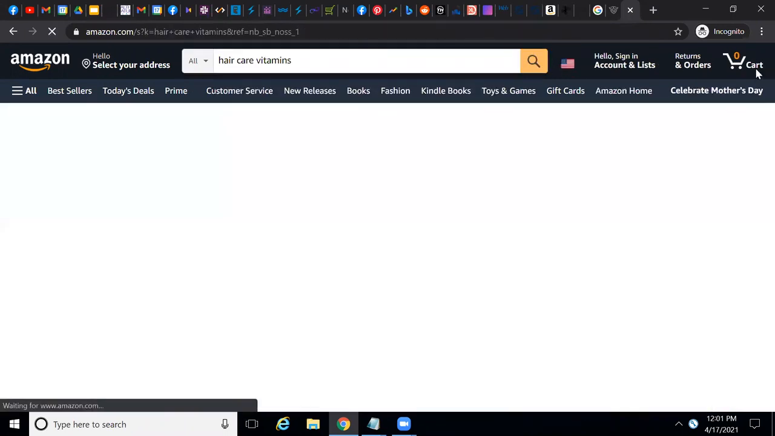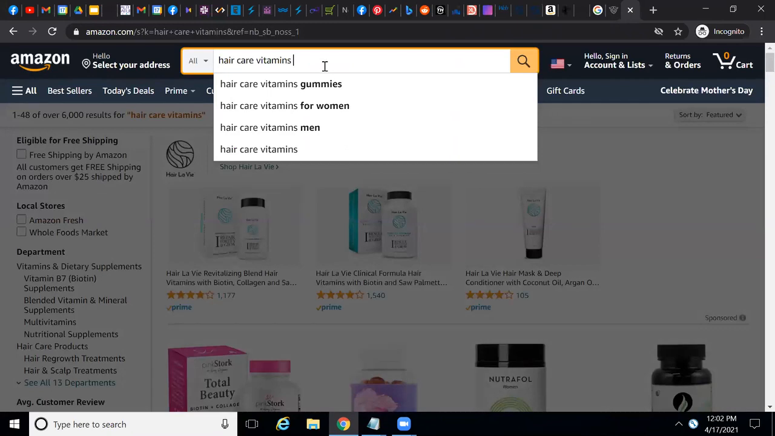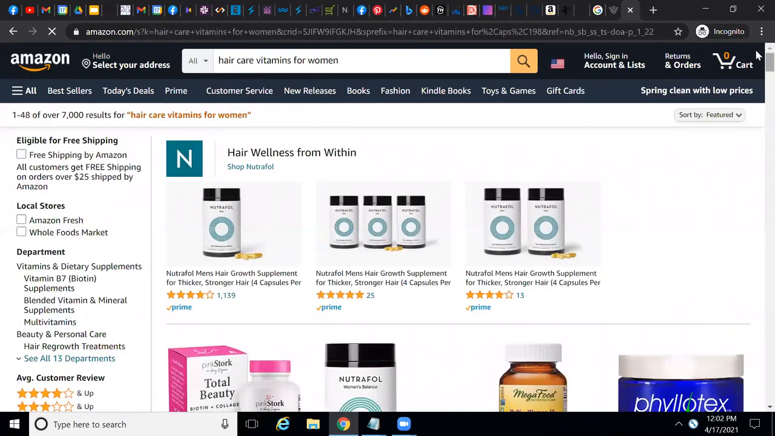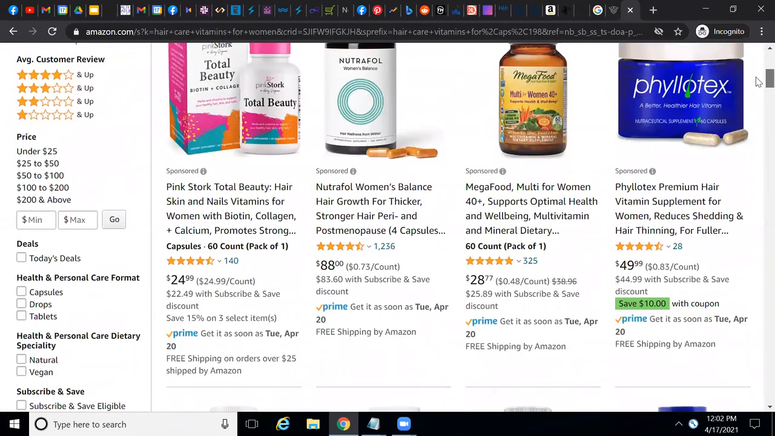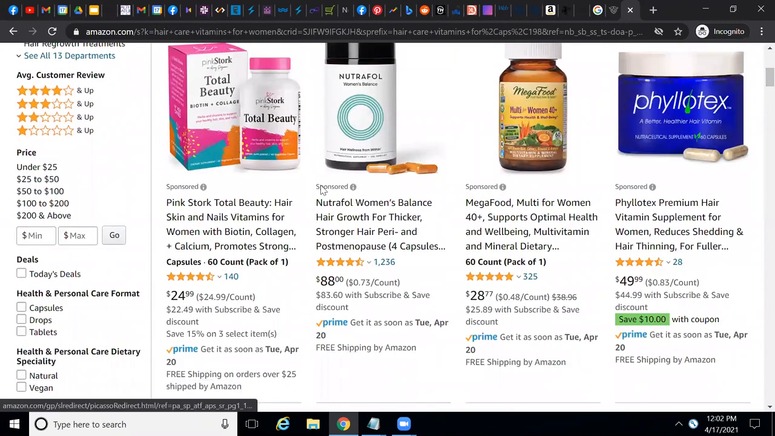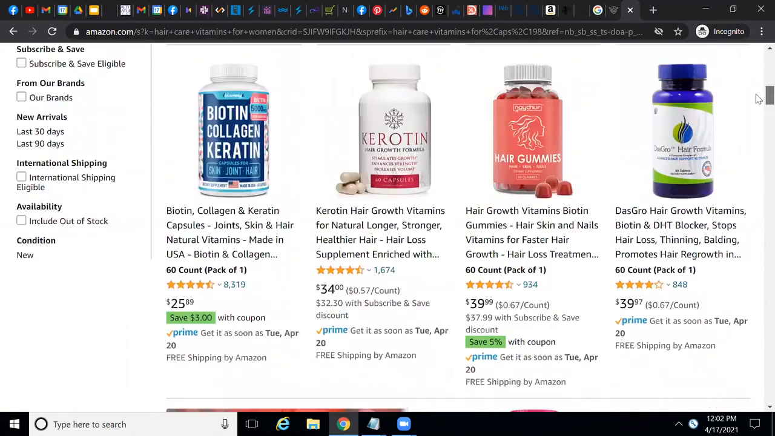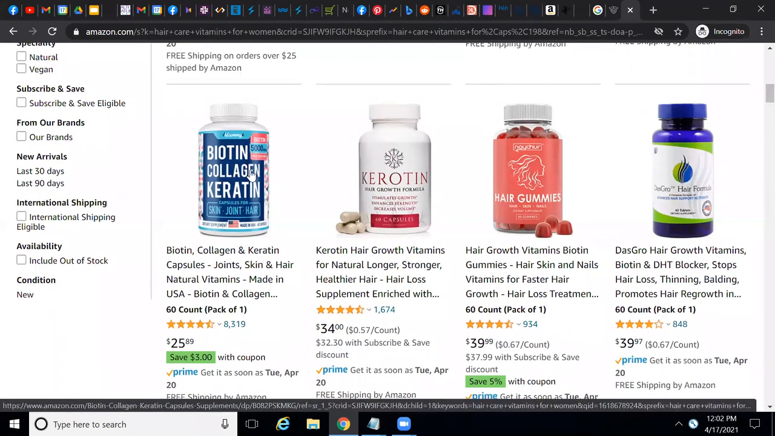So I'm just doing hair care vitamins. I could do for women. I probably should do that for women. That's just for women. All right. So the first one that comes up that is not sponsored. See, all of these are sponsored, which means that there is a need, there's an interest. The first one that comes up is this one, which means this is the top ranking one for hair care vitamins for women. This is the second ranking one.